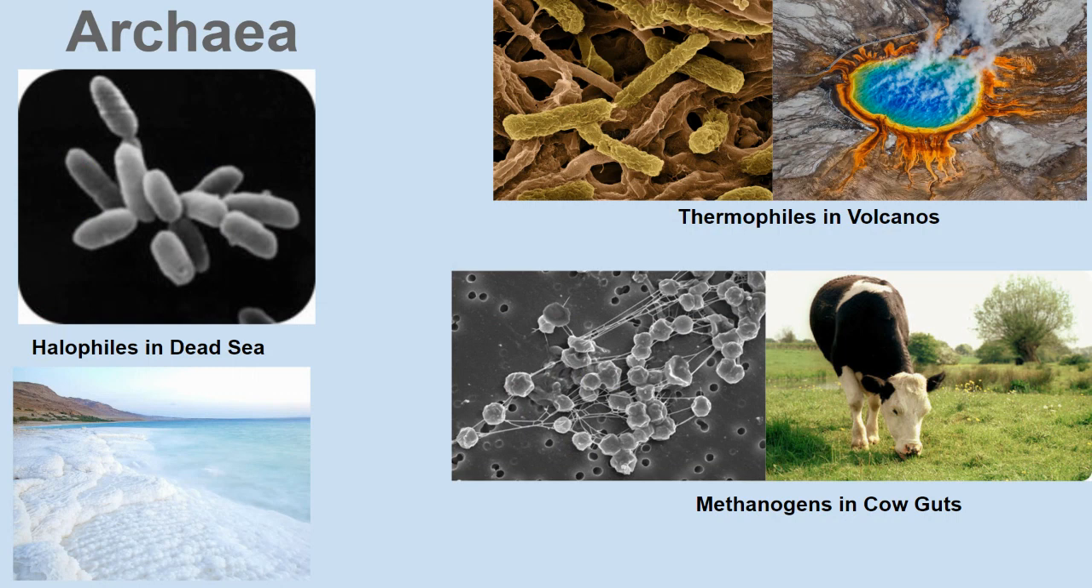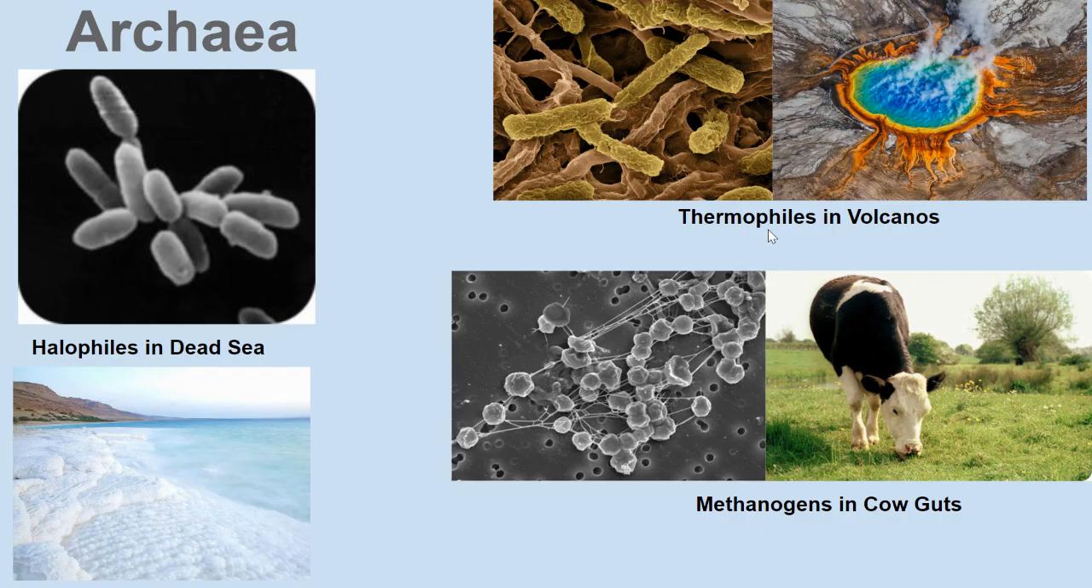Next up, let's review archaea. Archaea love extreme environments. For that reason, we call them extremophiles. Remember, their DNA is similar to ours, and also they do not have peptidoglycan in their cell walls. Archaea come in different varieties. There are halophiles. Halo comes from the word halide, which is salts. So halophiles love salty conditions like the Dead Sea.